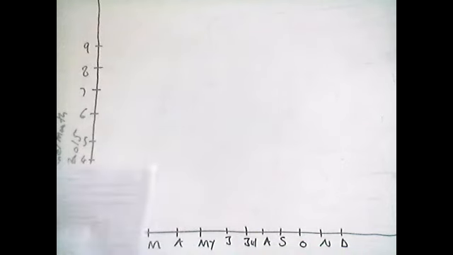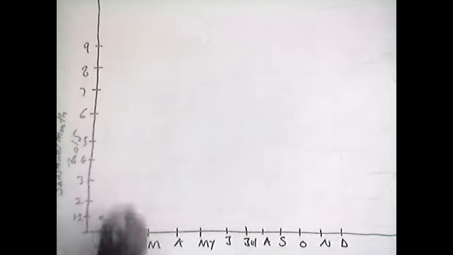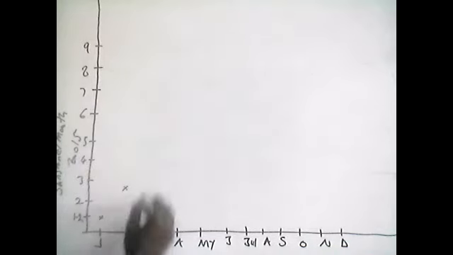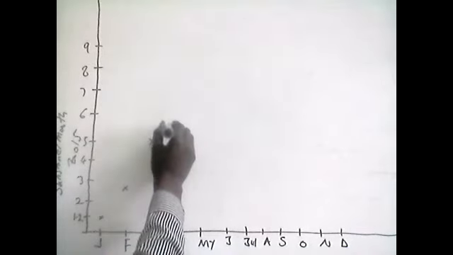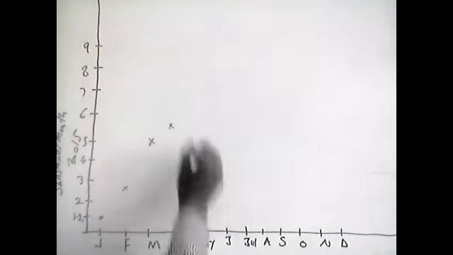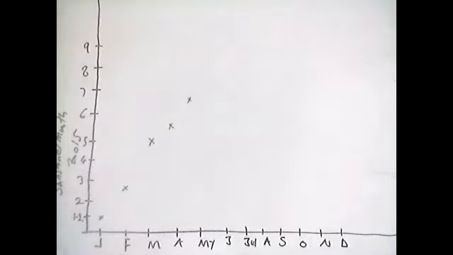So in February, the sunshine figure that was recorded in 2015 was 2.8. So 2.8 is somewhere there. In March, it was 5. In April, it was 5.6. In May, it was 6.6. In June, it was 5.4.